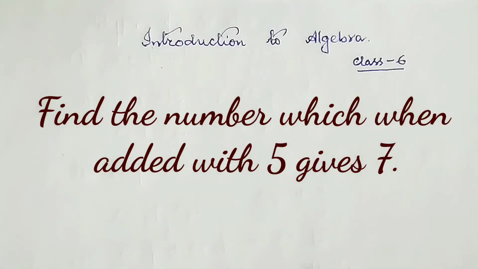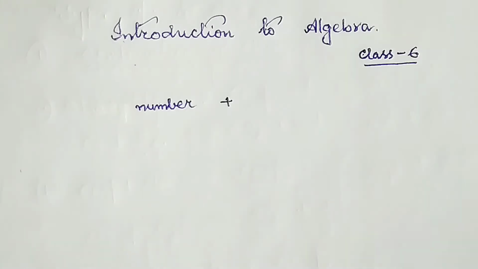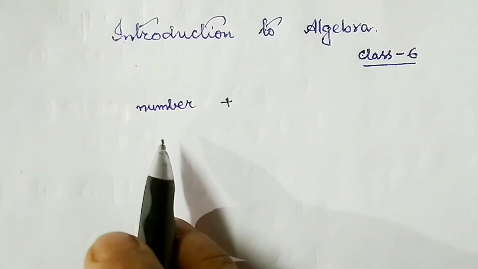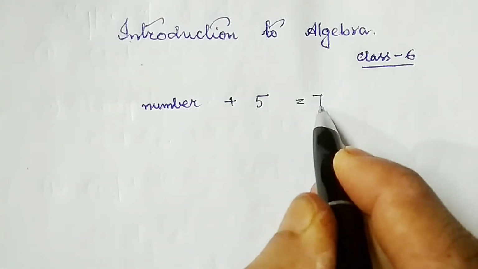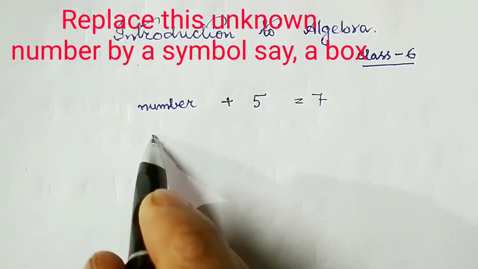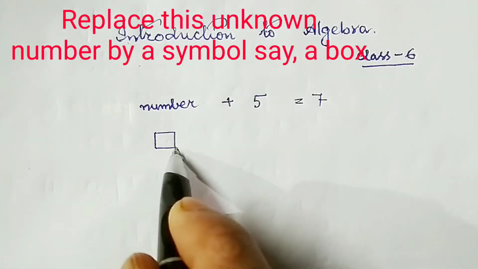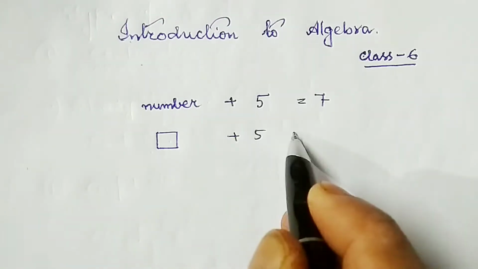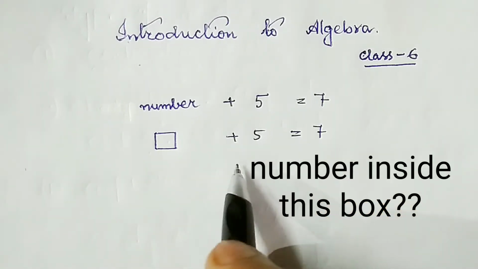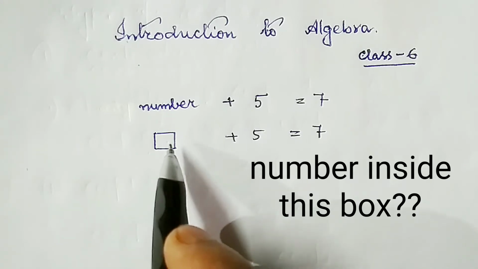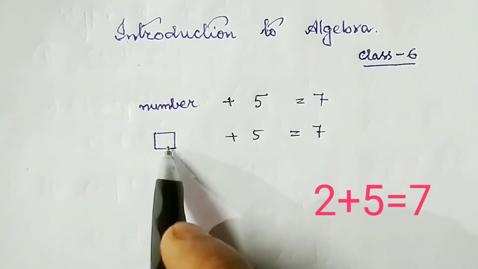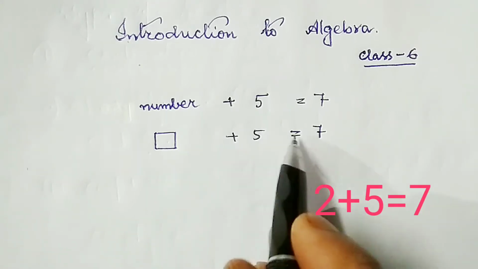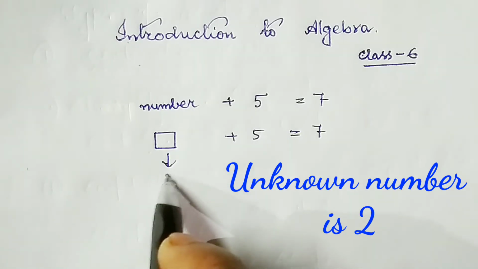Okay, suppose if I add a number with 5 and it becomes 7, then what is that number? Suppose one number is there and I have added 5 with it, and as a result I got 7. Now instead of this number I can draw a box here. So this box plus 5 equals 7. Now just think what can be inside this box. If I take 1, 5 plus 1 is 6, no, it is 7. If I take 2, 2 plus 5, yes, 7. That means inside this box it is 2.